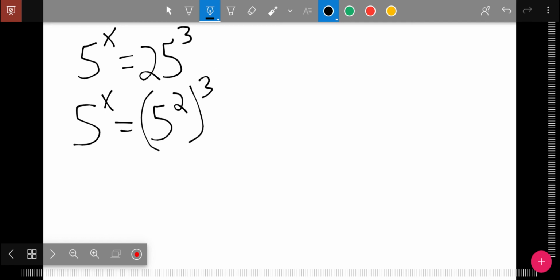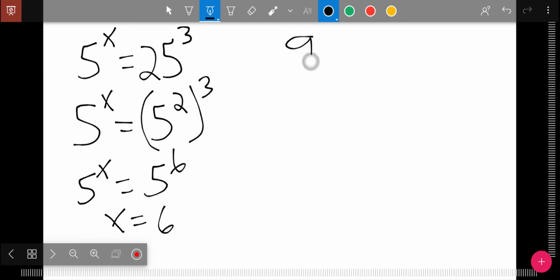Still a 3 on the outside. So it's 5 to the second power to the third power. 2 and 3 are both powers, so I multiply them together. So it's 5 to the power of x equals 5 to the power of 6. And so x equals 6 because they're both base 5. Again, it's kind of like the bases cancel out, and it's just x equals 6.